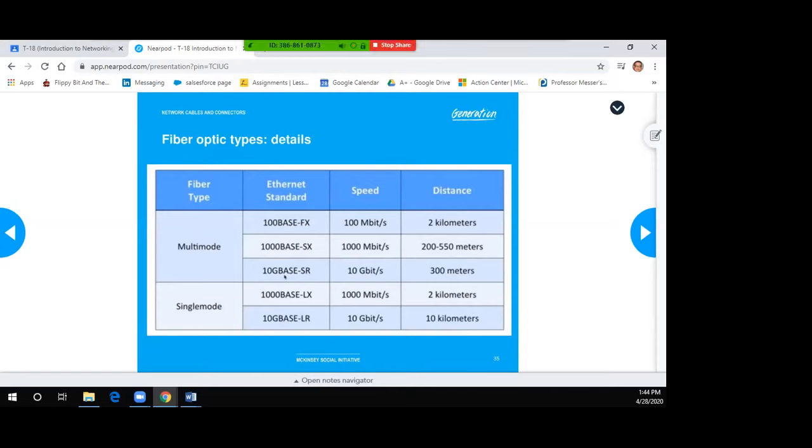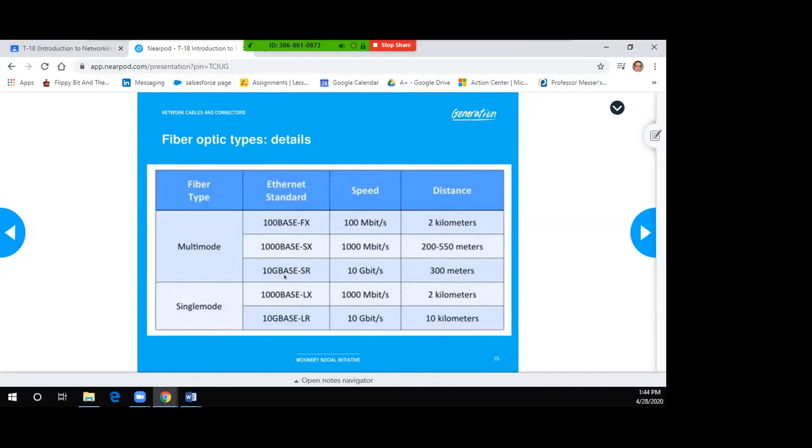Any questions on multimode or single mode? Is there any trick to remember the Ethernet standards? Because that looks like a lot. Oh yeah, all of them that start with L are long haul. Long haul. Okay. All of them that start with L here mean long haul.